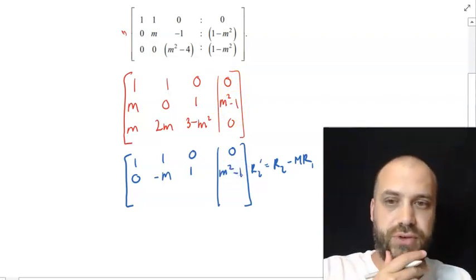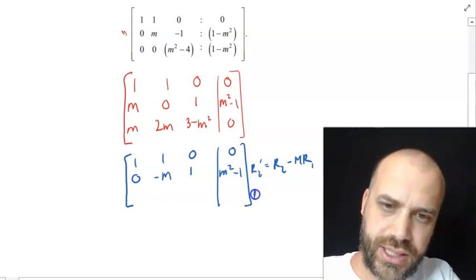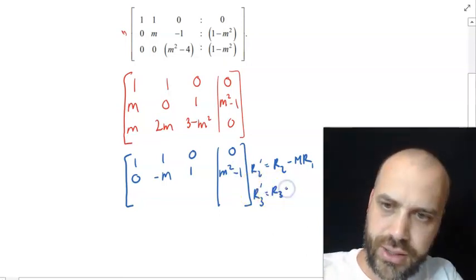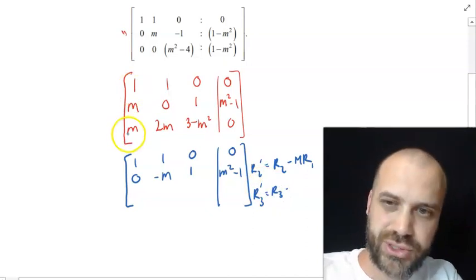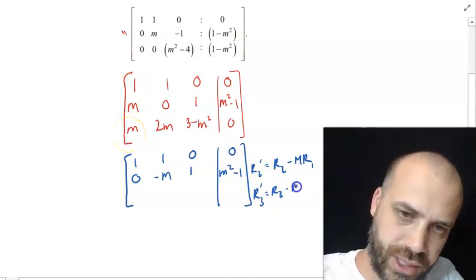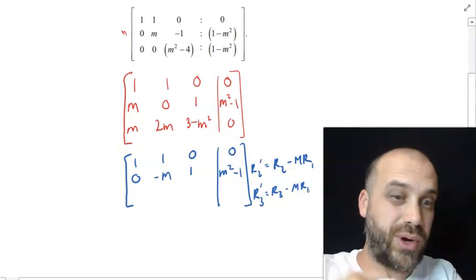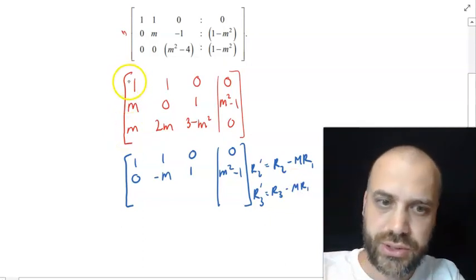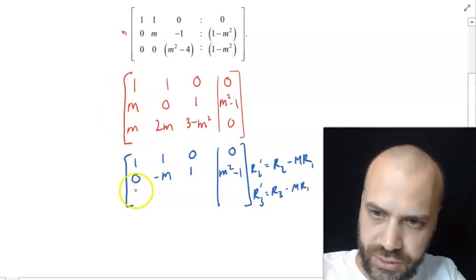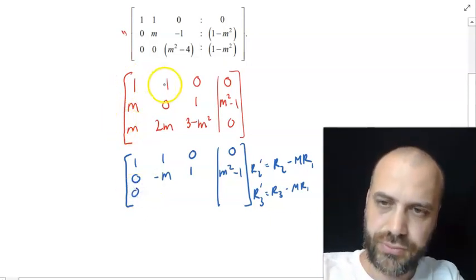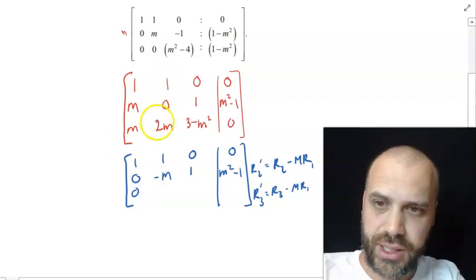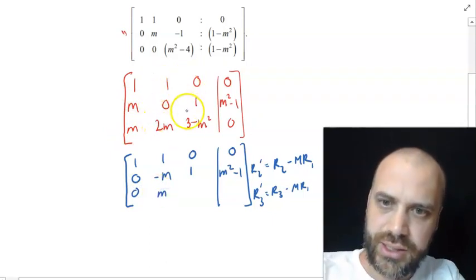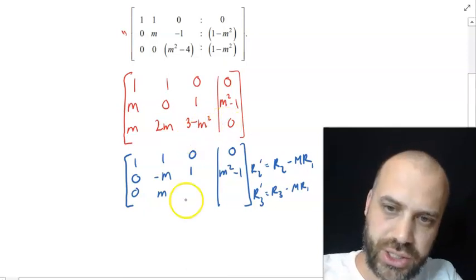Alright, so there's our first step. We pull the same stunt here. R3 is going to be equal to R3 minus, same deal, we're still trying to get rid of an m, so minus m times R1 or R1 times m. So, that's going to be 1 times m is m, m minus m is 0, that's what we're aiming for. 1 times m is m, 2m minus m is m, and these two are going to be unchanged.